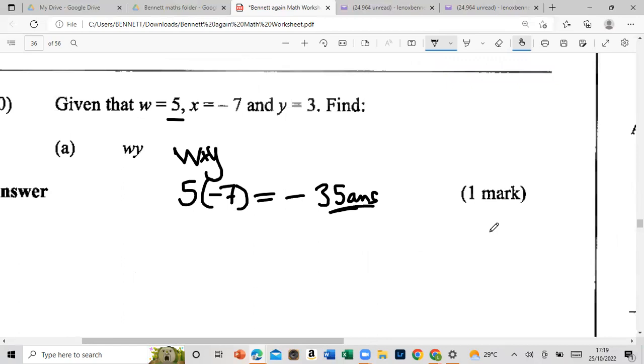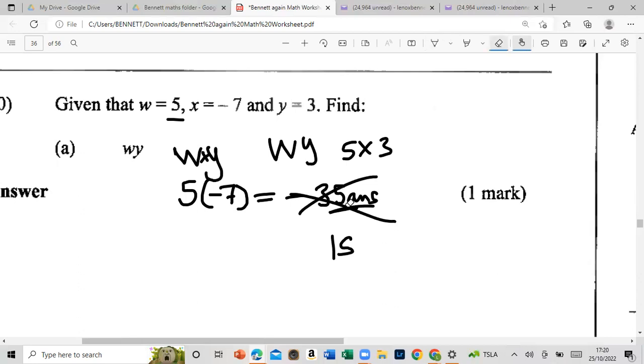I did it wrong, you know? It was wy, w is 5 and y is 3. Oh, pay attention, guys. So wy is 5 times 3, which is 15. So it was actually 15 because it was not w times x, but wy. So the value of that is 15.